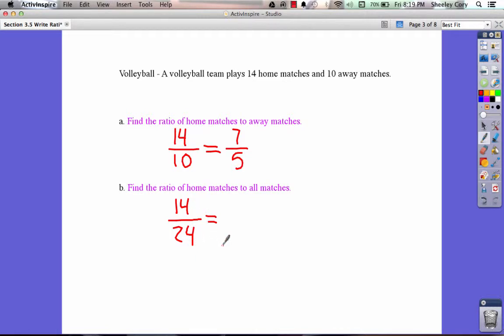We can reduce that. Looks like it'll reduce by 2 on each side, or 2 on the top and the bottom, so that's 7 over 12. And what this is telling us, this is giving us a percentage here. The ratio of home matches to all matches. If we divided this and multiplied it by 100, that would tell us the percentage of home matches to all matches that we play. This is like what you would do if you wanted to figure out your grade on a math test.